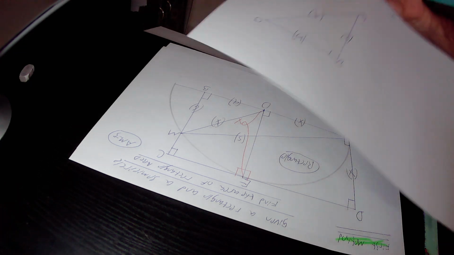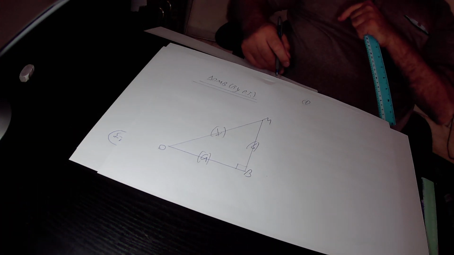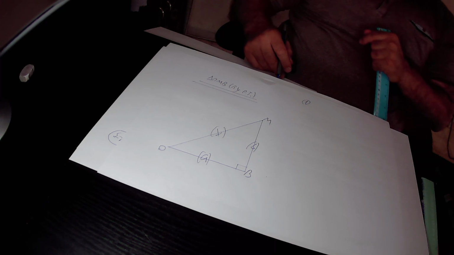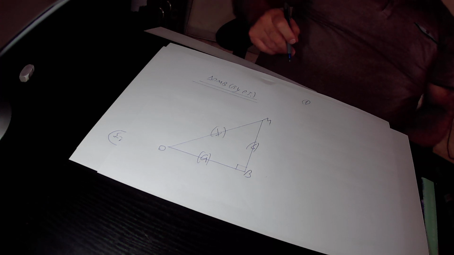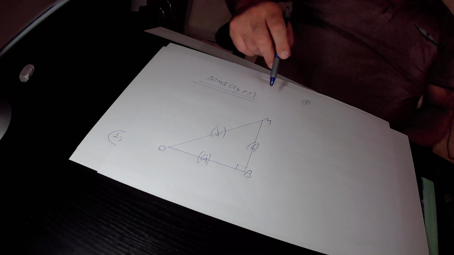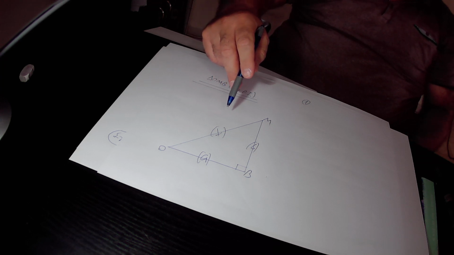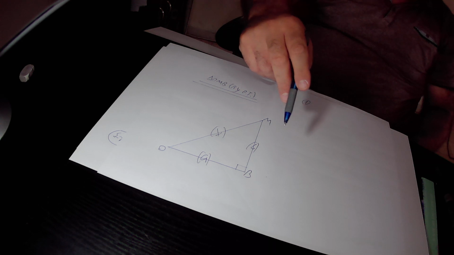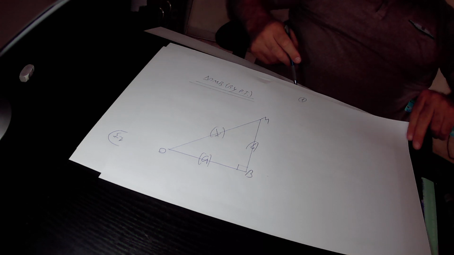So this is the right triangle OMB that I got from the drawing. According to the Pythagoras theorem, in this right triangle OMB, OM squared, that is the square of the hypotenuse, is equal to MB squared plus BO squared. So I'll write it down.